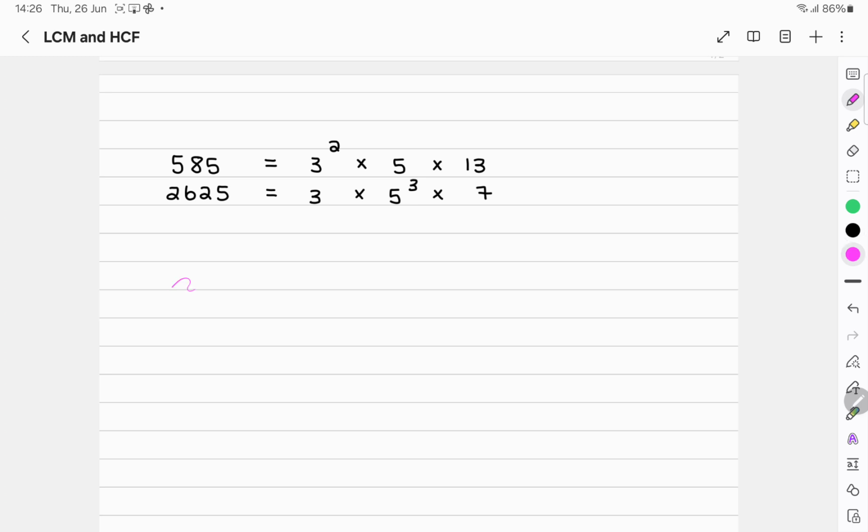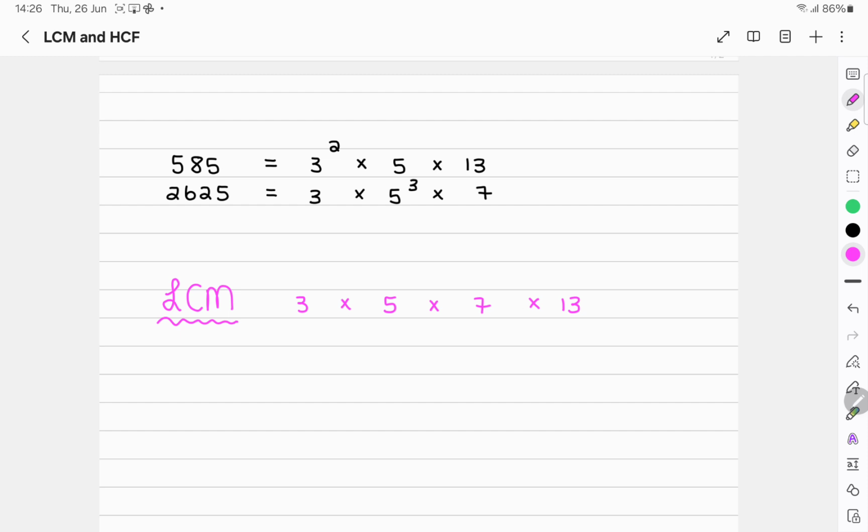Okay, so let's start with the lowest common multiple. What is the opposite of low? We go high, and use all of the numbers that are represented. So we have a 3, we've got a 5, we've got a 7, and we've got a 13. So you're going to write all the numbers that you can see.